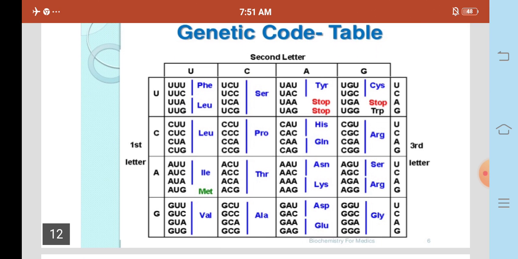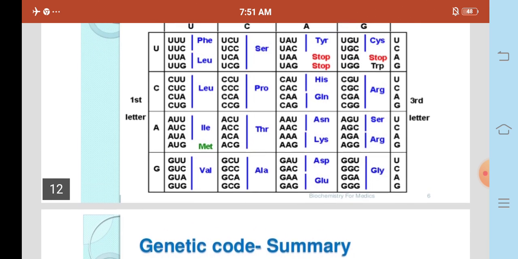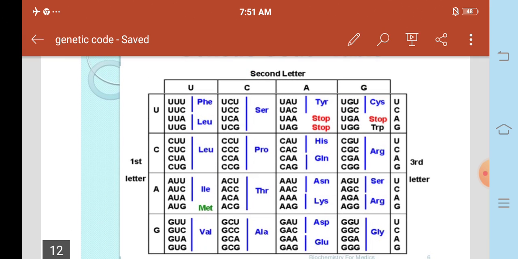This is the table of genetic code. This is the first letter and this is the third letter.